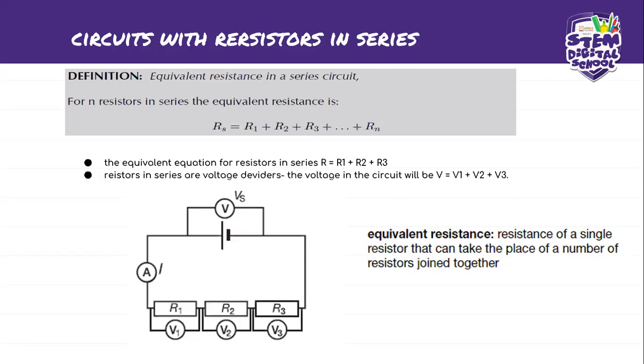So for N resistors in series, this is the definition of equivalent resistance in a series circuit. For resistors in series, the equivalent resistance will be the sum of the individual resistances. In this case, it will be R1 plus R2 plus R3. But if you check here, you see the current.